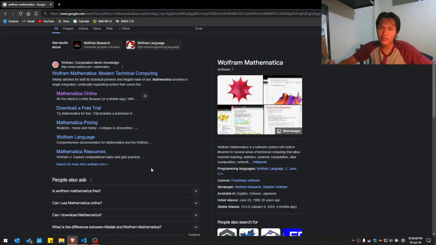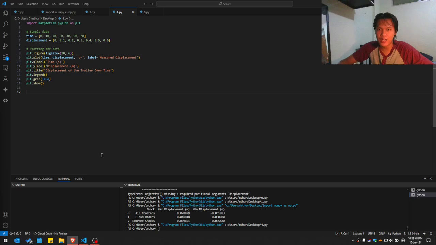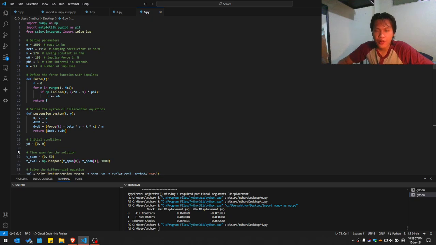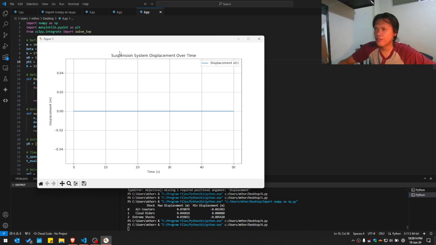And instead, I changed the Mathematica code to Python so we can run it freely. I have already included the question in this code. So this is basically the same as the Mathematica code, but instead I use Python. So let's run it. We have the plot here. It has displacement and time for suspension system displacement over time. So it is 0 all the way to the 50th second.